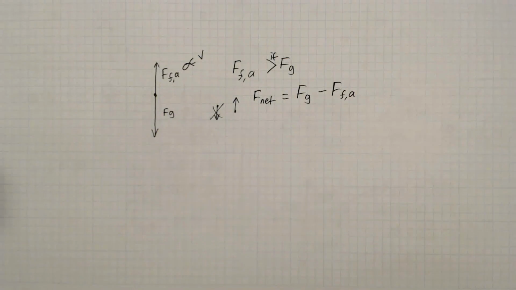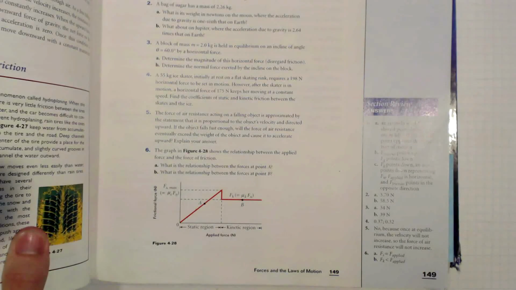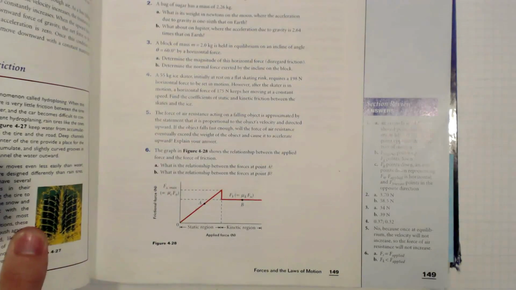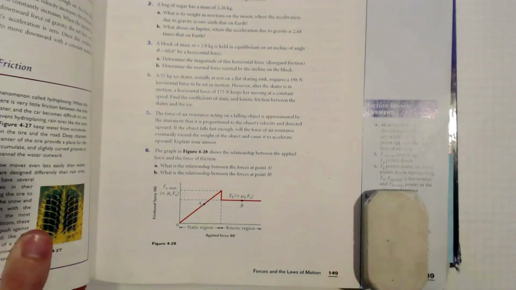And question 6 says, the graph in exercise 4-28 shows the relationship between the applied force and the force of friction. And part A says, what is the relationship between the forces at point A, and what is the relationship between the forces at point B? And I'm just going to bring the book under the camera real quick so you can see this. See if I can focus this any better. So, they're asking about the relationship between forces at point A. And cover up the answer.